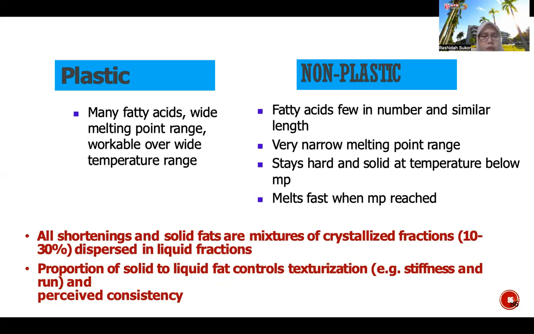Okay. So all shortenings and solid fat are mixtures of crystalline fraction. About 10 to 30% are dispersed in liquid fraction. So the proportion of solid to liquid controls the texturization, for example the stiffness and the roundness of the solid to liquid. Okay, and perceived consistency. Macam mana dia nak become consistent in terms of solid to liquid, liquid to solid tu, that will control the texturization of that particular food or food system.